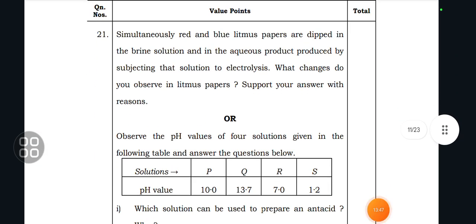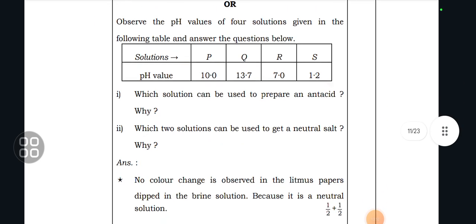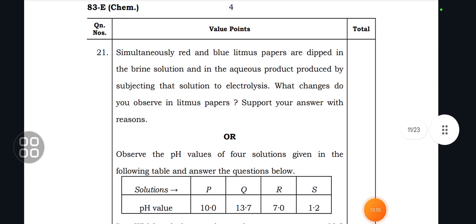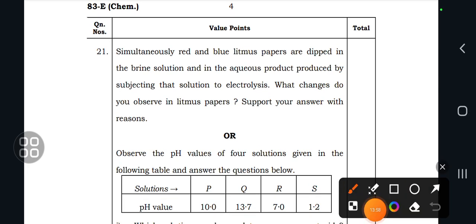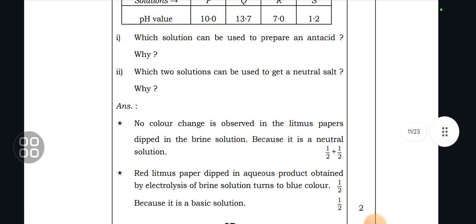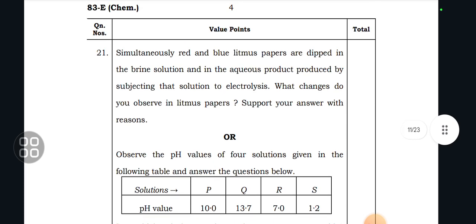See how these questions are asked based on the pH values and all. This question is in the form of OR. This is also question 21, and this OR option's question number will be common for both the questions, as you can see over here. For 21 the answer will start from here.